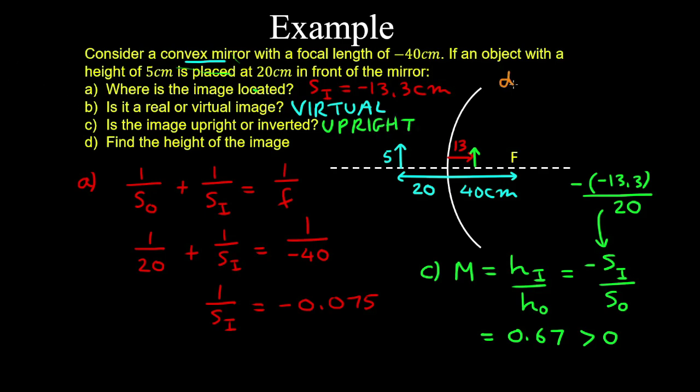And now to find the height of the image, we just multiply this ratio, which gave 0.67, by the height of the object. So what we get is HI is 0.67 by the height of the object, being 5 centimeters, which gives 3.3 centimeters.